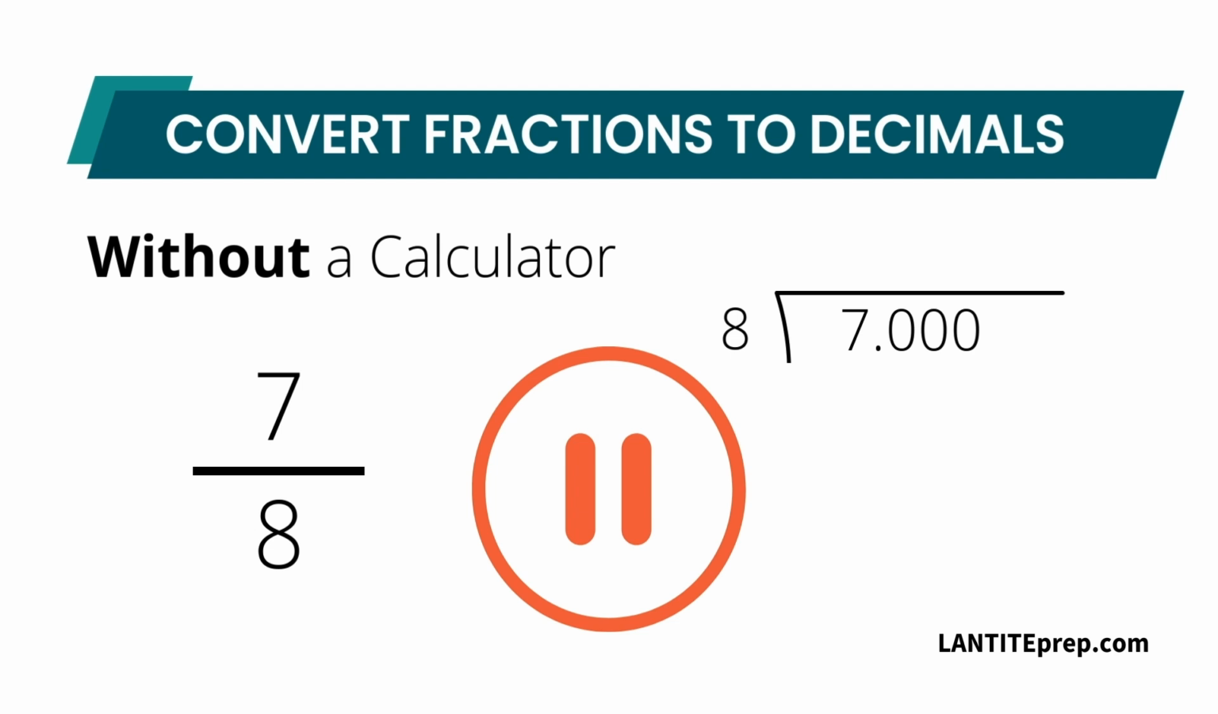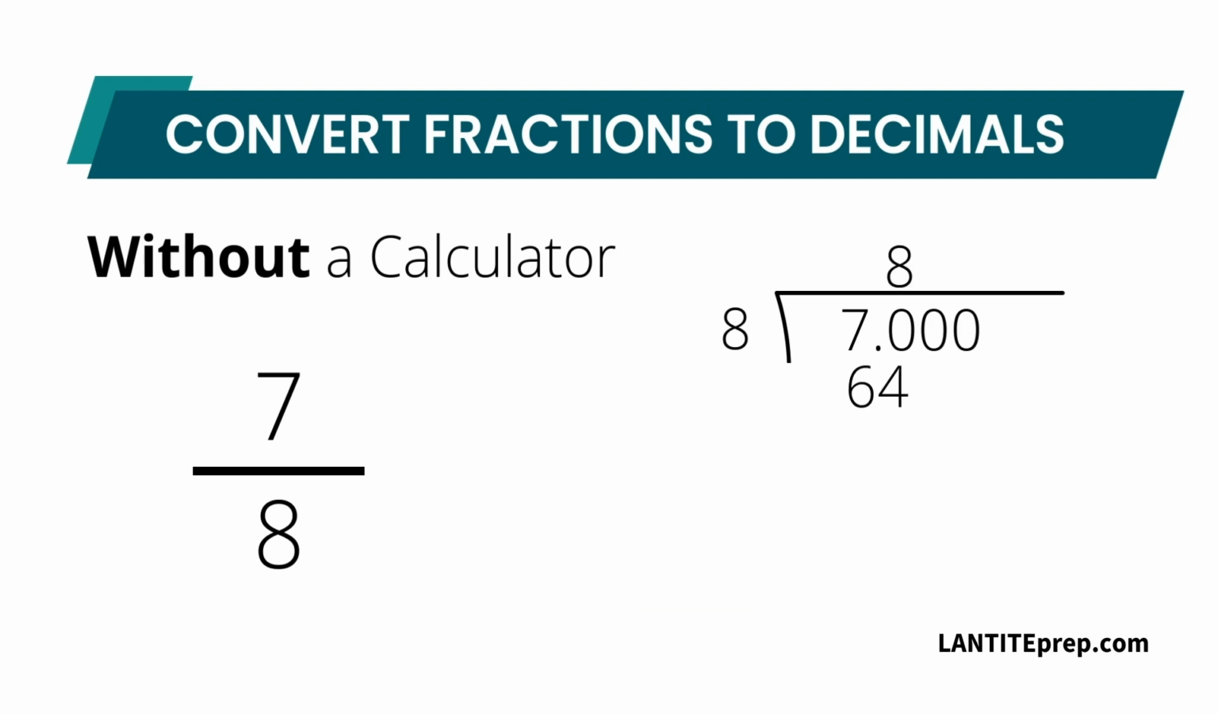Alright, so before I begin, pause the video here and try to solve the problem. Then, come back for the correct solution. Alright, great. Here's how I'd begin. First, 8 goes into 70 8 full times. Then, I'll subtract 70 minus 64, giving us 6. I'll next drop down the 0 and ask myself, how many times does 8 go into 60?